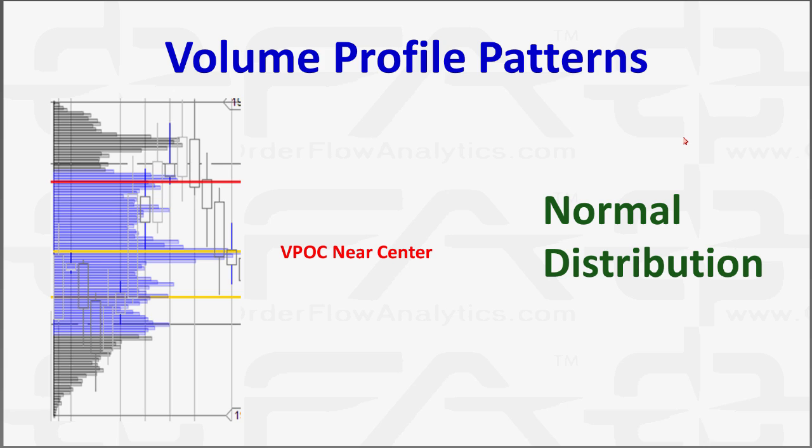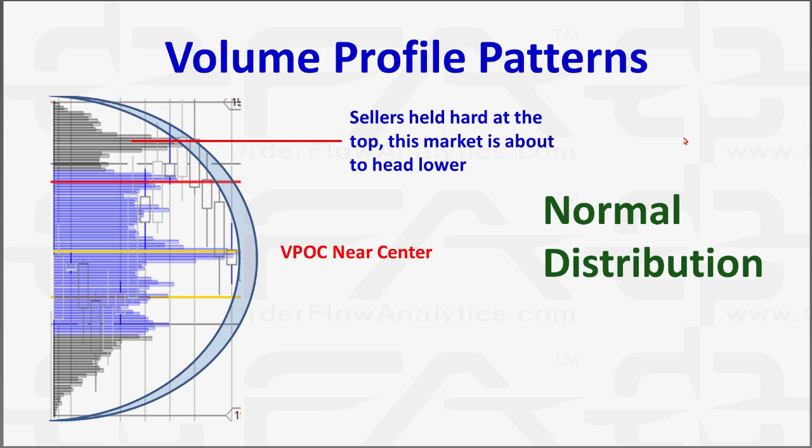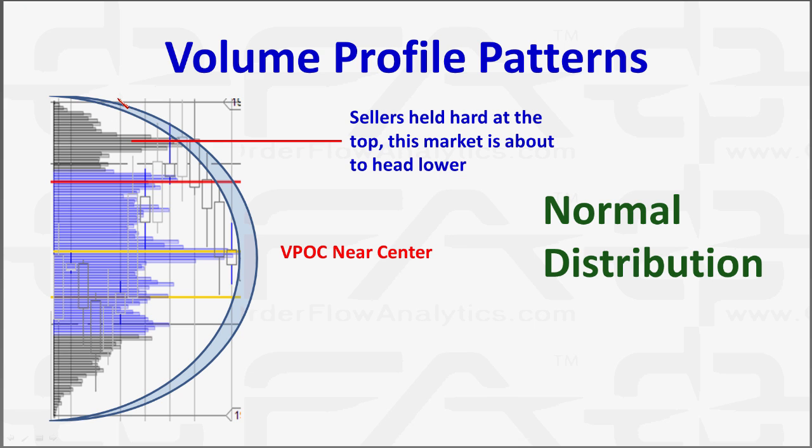What we see in the normal distribution is VPOC typically is near center. We get a nice bell-shaped curve. Now in this specific profile, you'll see a volume distribution and a high volume area up at the top right here. What this is saying is this market is about to head lower. You've got to finish to the upside.